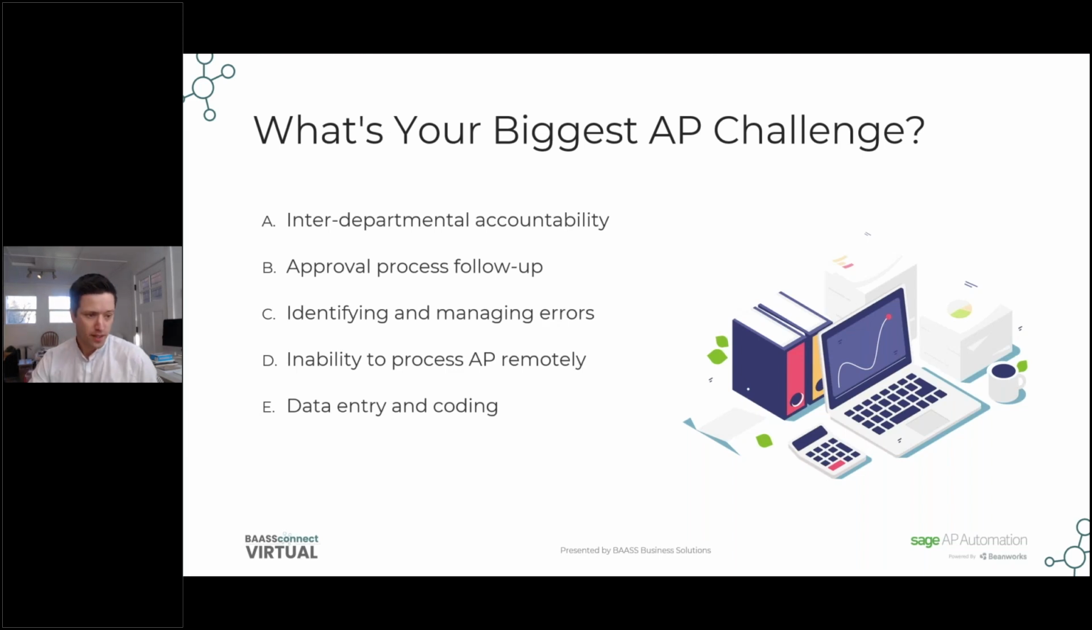Perfect. Thanks for that. And yeah, the approval process follow-up is often there at the top of the list, as it's quite a hectic process for someone to follow up in their own organization on that. But all of these are really valid concerns, and you might even have others off the list, like I mentioned. But hopefully as we get through the presentation, we get through all of these and find suitable solutions for you. And also there's the Q&A to answer anything further.